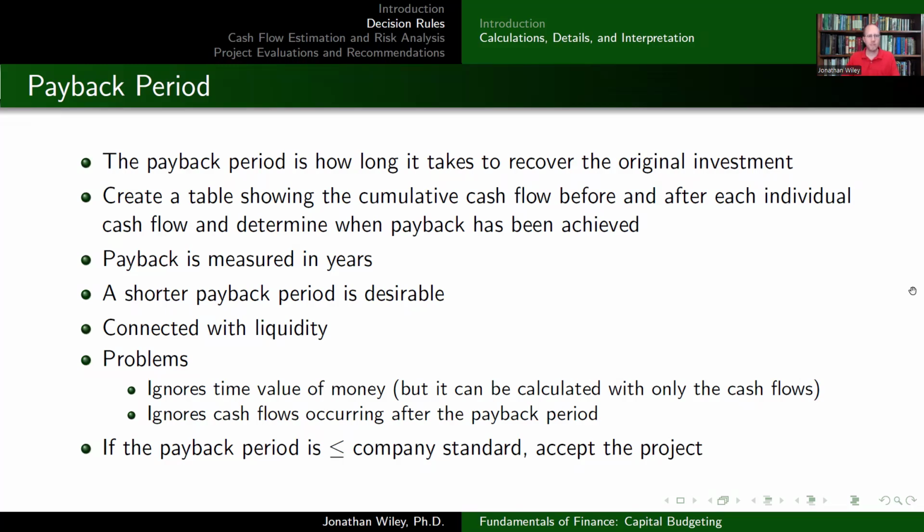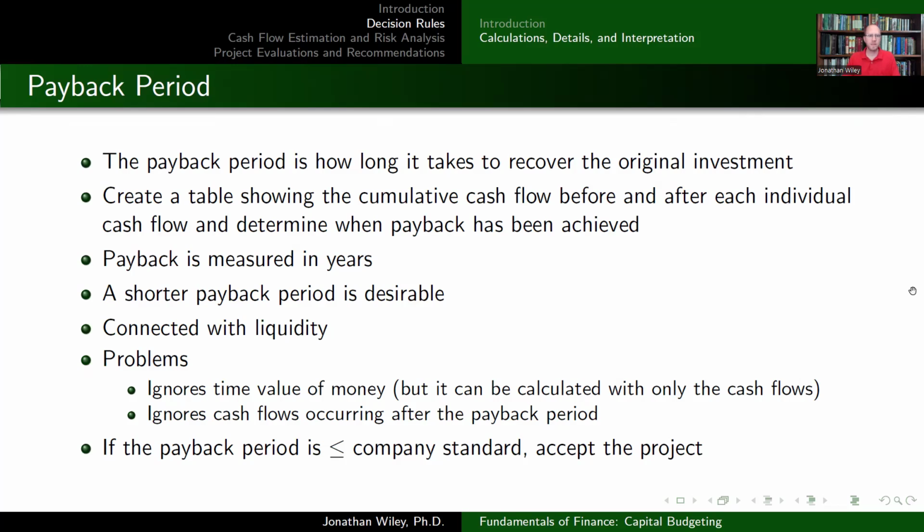So basically, in order to do this, you're going to create a table that's going to show the cumulative cash flow before and after each individual cash flow, and then you can determine when payback has been achieved. And so basically, you're calculating and showing how long did it take for me to actually get the money back? So payback is ultimately measured in years, it's the length of time. And the shorter the period of time, the better.